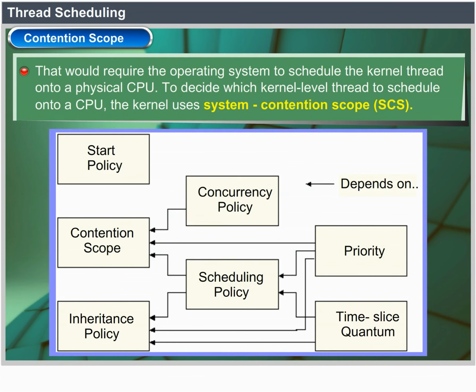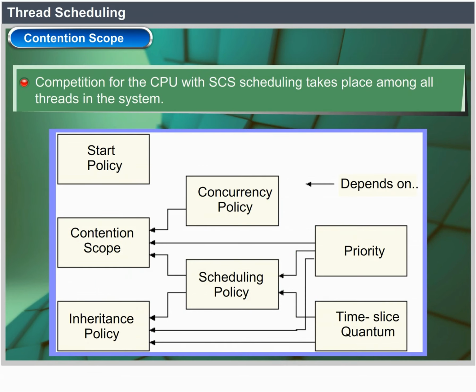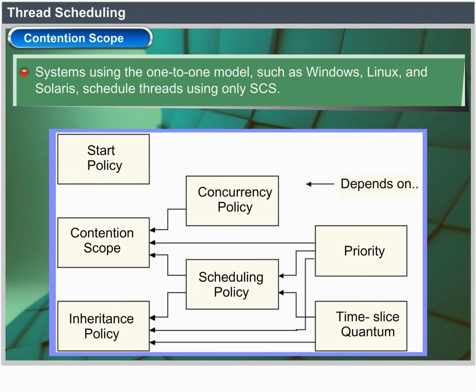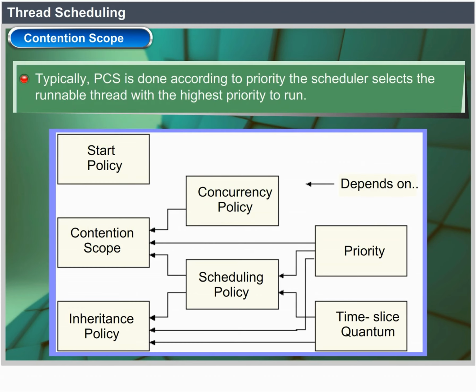To decide which kernel-level thread to schedule onto a CPU, the kernel uses System Contention Scope, SCS. Competition for the CPU with SCS scheduling takes place among all threads in the system. Systems using the one-to-one model, such as Windows, Linux, and Solaris, schedule threads using only SCS. Typically, PCS is done according to priority. The scheduler selects the runnable thread with the highest priority to run.